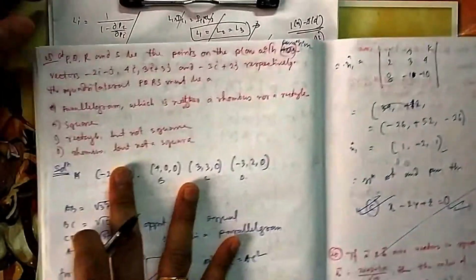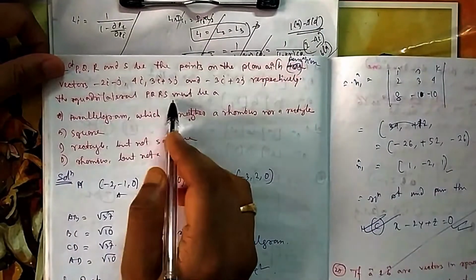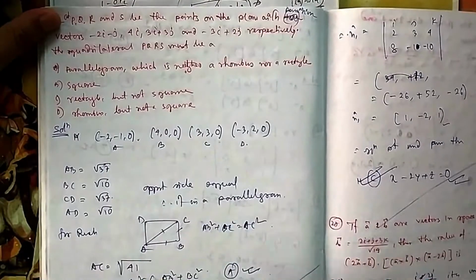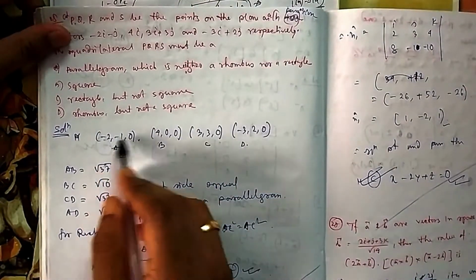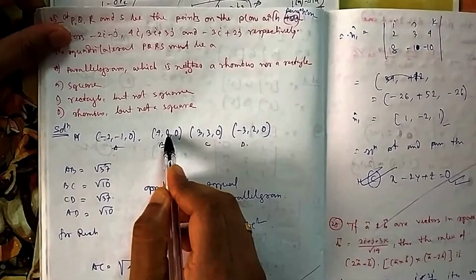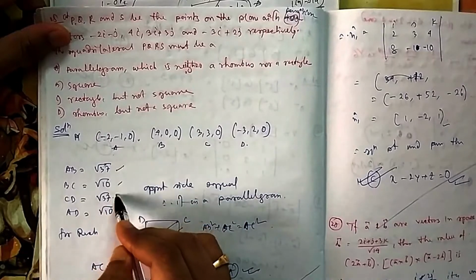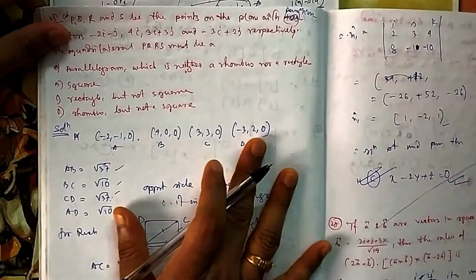If you see 25, P, Q, R, S are points on the plane with position vectors given, the quadrilateral PQRS must be a parallelogram or square. So for a parallelogram, you see the opposite lengths. These coordinates are given, you can find the length AB, under root this minus this whole square, this minus this whole square. For 3D, you extend it, Z1 minus Z2 also whole square. If you find it, you will find this length. So you can see AB equals CD, and so obviously it is a parallelogram.